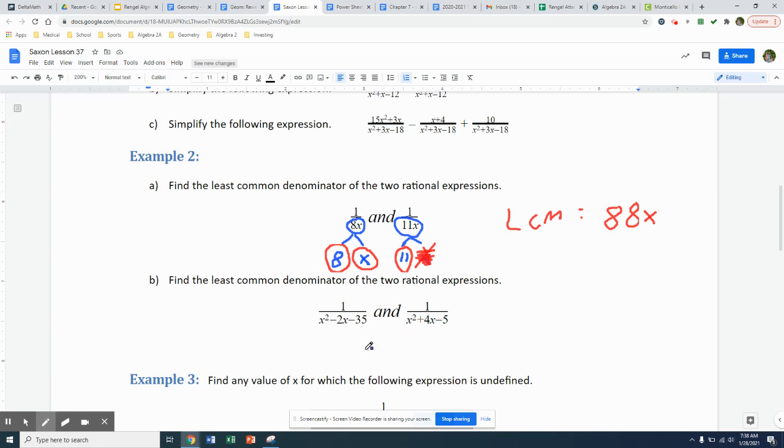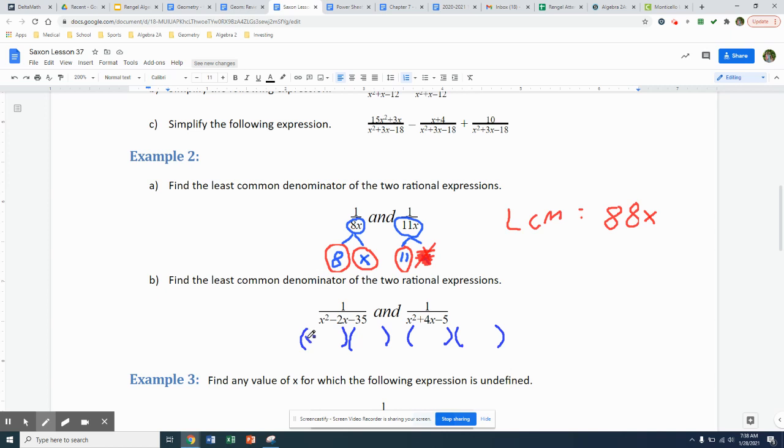Part B, find the least common denominator of the two rational expressions. So again, the denominators are the only thing we're focused on. So we're looking at those two trinomials. Now, when we're trying to build our LCM, we are looking at the factors. So I do need to factor both of these denominators. So I'm going to get all four factors laid out, and then I'm going to look again to build my LCM. I'm going to look at where are all my different factors that I'm dealing with.